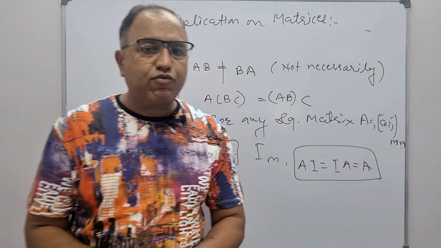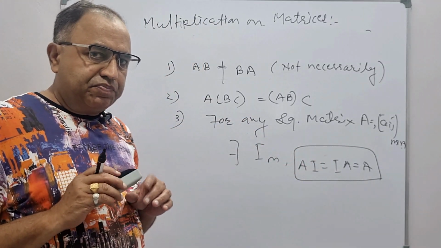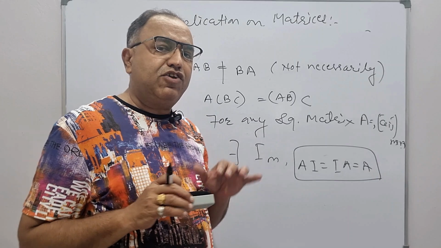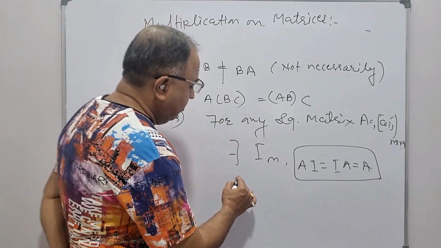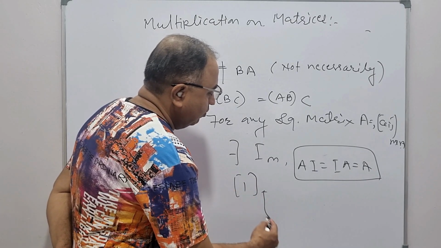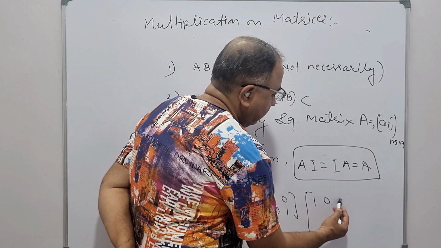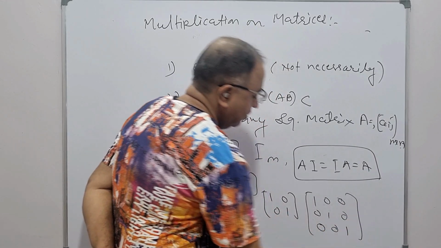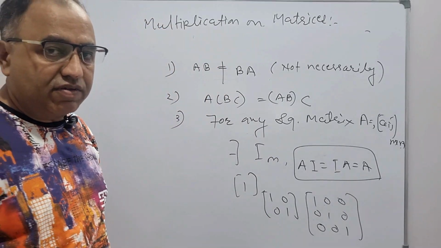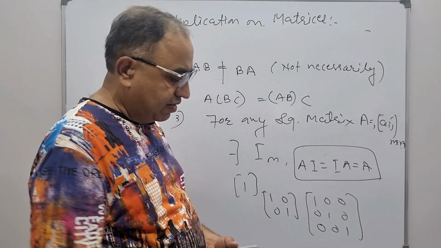An identity matrix is a square matrix, a diagonal matrix, a scalar matrix whose each diagonal entry is 1. It's called a unit matrix. For example, the 1 by 1 identity matrix is 1, the 2 by 2 identity matrix is 1 0 0 1, then the 3 by 3 identity matrix. So these are called identity matrices. If you multiply any matrix with the identity of the same order, the result is the same matrix.